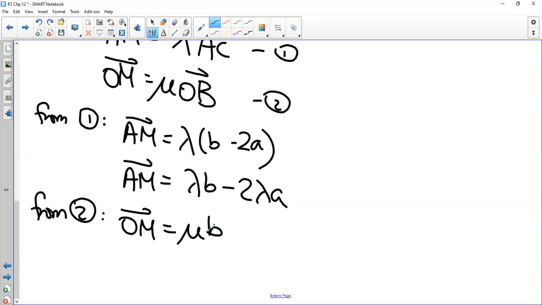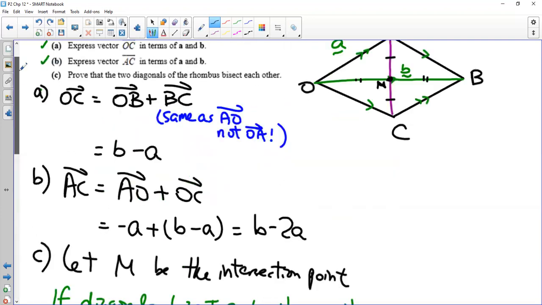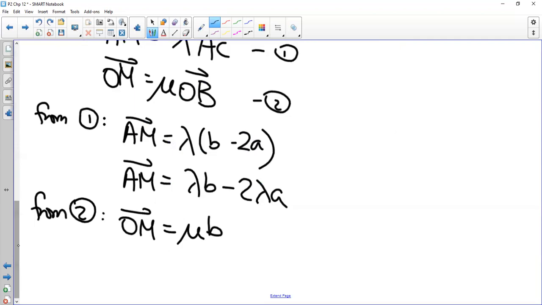Now it's time for some collaboration. We need to try and merge them together, because so far we've got 2 equations, but we're not doing any calculation between them. So how can we merge them together? Well, this is the third step. We are going to rewrite AM with OM.